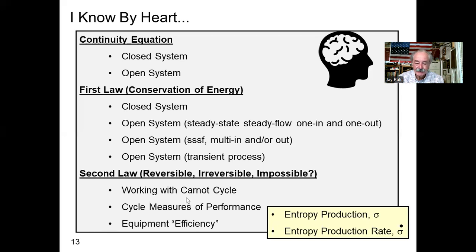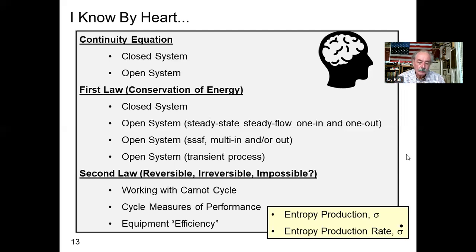Okay, second law, a little tougher. What kind of things did we use the second law for? We were able to determine if certain proposed processes were possible and reversible, possible and irreversible, or simply impossible. And how did we do that? Just a little memory refresher.